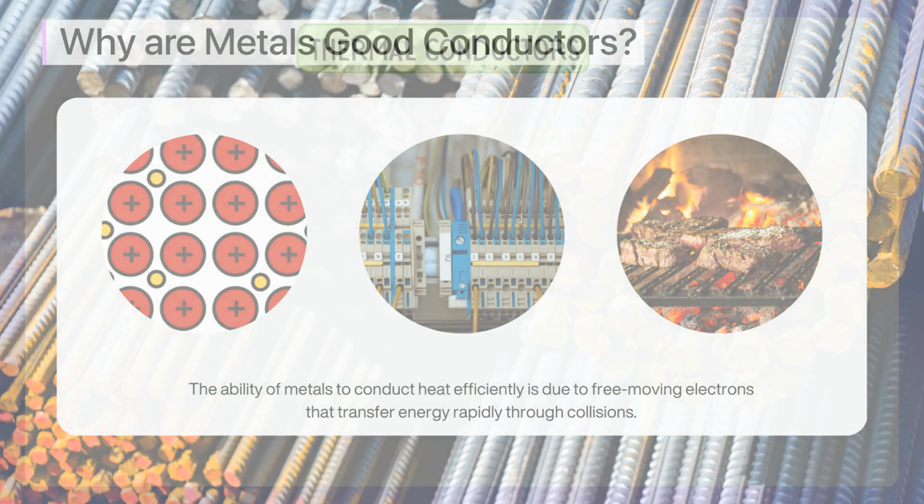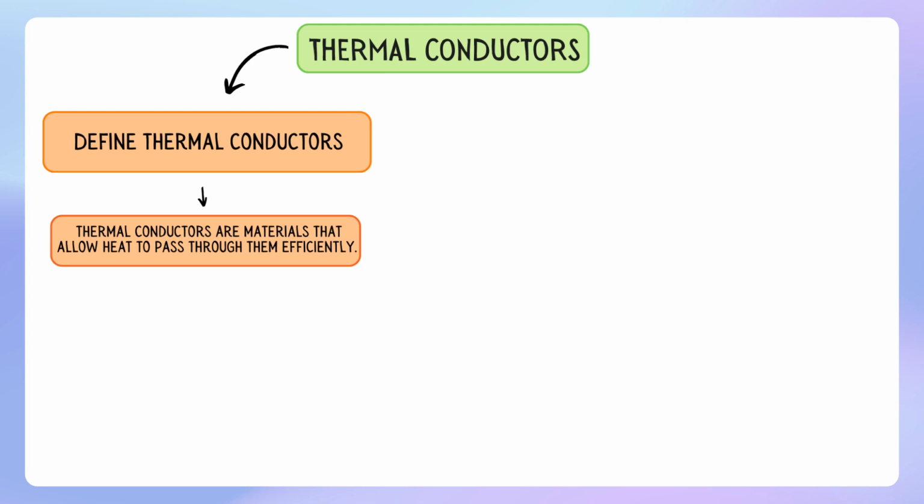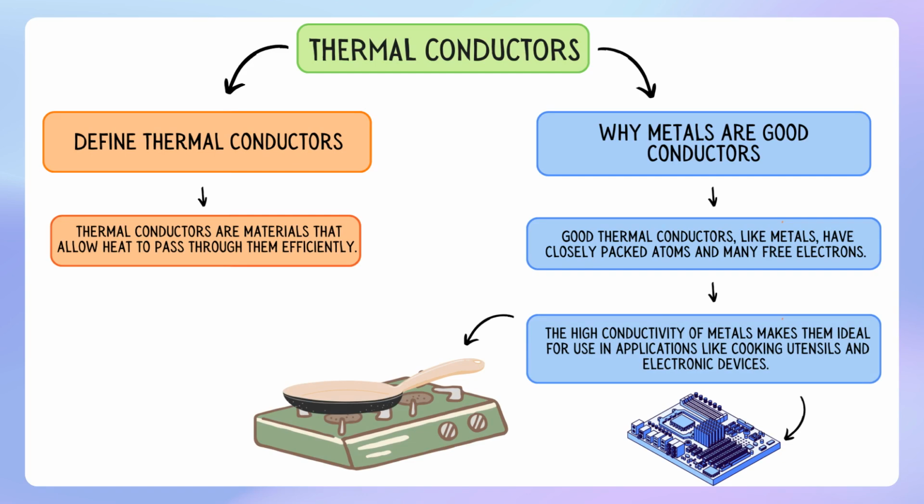needed. In today's lesson, we learned that thermal conductors are materials that allow heat to pass through them efficiently. Good thermal conductors, like metals, have closely packed atoms and many free electrons. We discussed how the high conductivity of these materials makes them ideal for use in applications like cooking utensils and electronic devices. Understanding the properties and applications of thermal conductors is crucial for grasping broader concepts in heat transfer and energy efficiency.